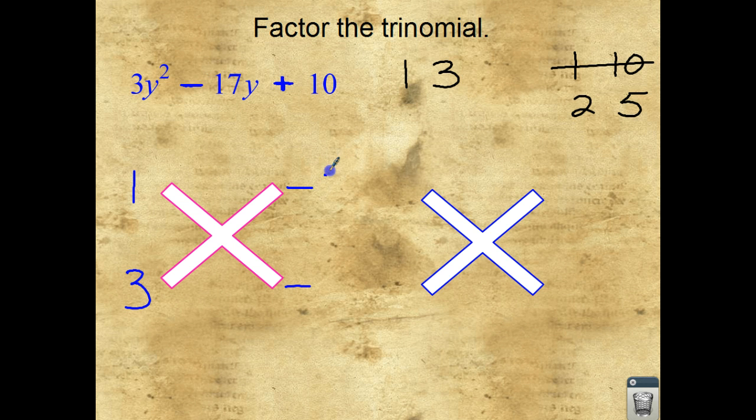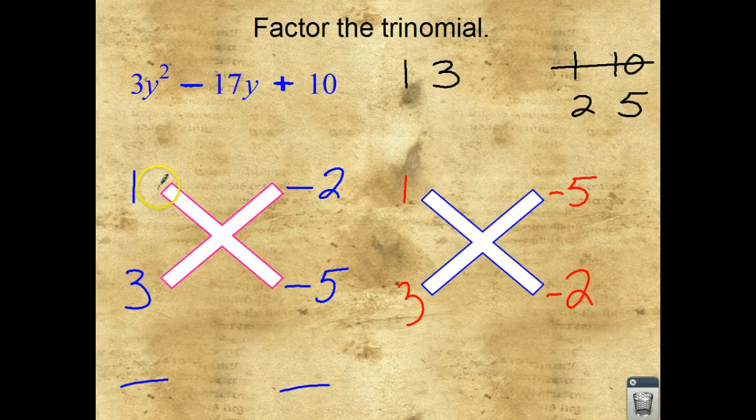Now let's throw the 2 and the 5 in there. We have a negative 2 and a negative 5. And if that combination doesn't work, we could go 1, 3, and flip-flop those: negative 5, negative 2. Let's test the first one. Cross your fingers. Well, 1 times 3 gets us 3, and negative 2 times negative 5 got us our positive 10 C term. Let's do the OI. 1 times negative 5 is negative 5. 3 times negative 2 is negative 6. And when I put those together, negative 5 minus 6 is a negative 11. So that's not going to work.